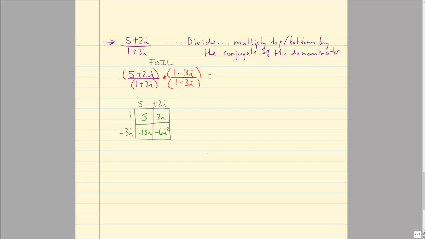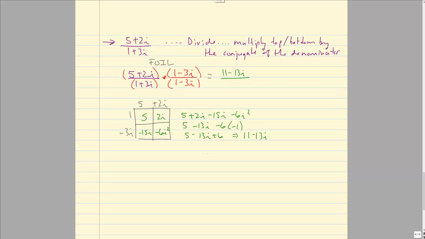Okay, so from here I can take these terms then, and I would have 5 plus 2i minus 15i minus 6i squared. Well, combining like terms, 2i minus 15i is a minus 13i, i squared is a negative 1, plus 6. 6 plus 5 is 11. 11 minus 13i. That's my numerator. Now let's check the denominator.